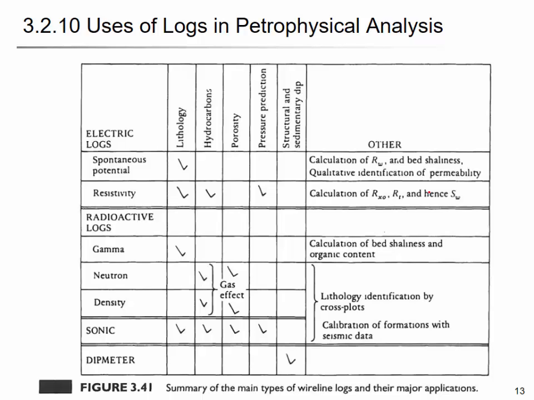You have an electric log, right? Spontaneous SP response and electrical resistivity, and this can tell you the lithology, hydrocarbon presence, and pressure prediction. And the radioactive logs, so gamma ray, neutron, and density, can tell you about the hydrocarbon presence and the porosity. And sonic, because these sonic logs are all affected by the components, it will have some information about these, and dipmeter. So just a summary showing which can tell you which.